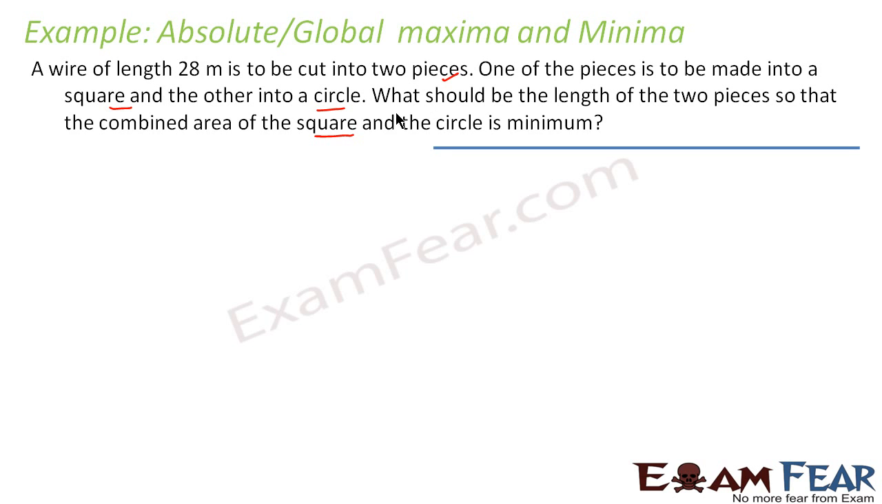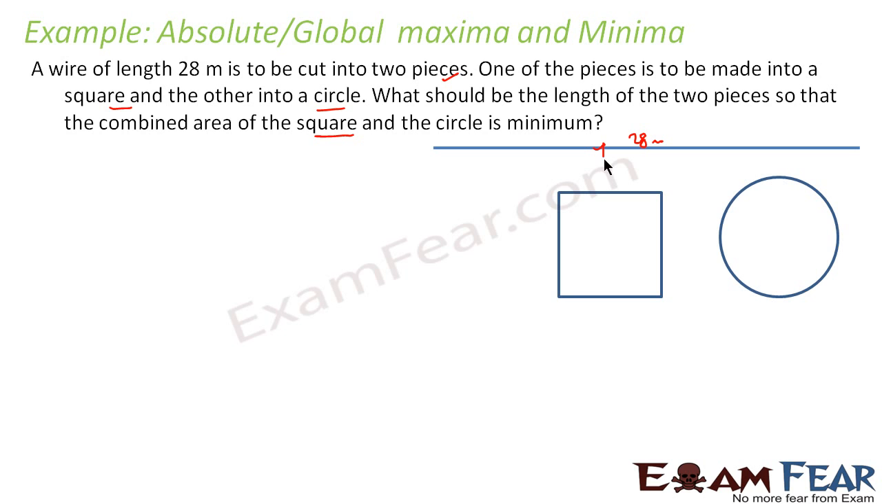See, this is the wire, and the wire length is 28 meters, and we cut this wire into two halves and we make a circle and a square with this. Correct? That is how it is. So let's say I cut this into this half x, and this part is 28 minus x. Correct?